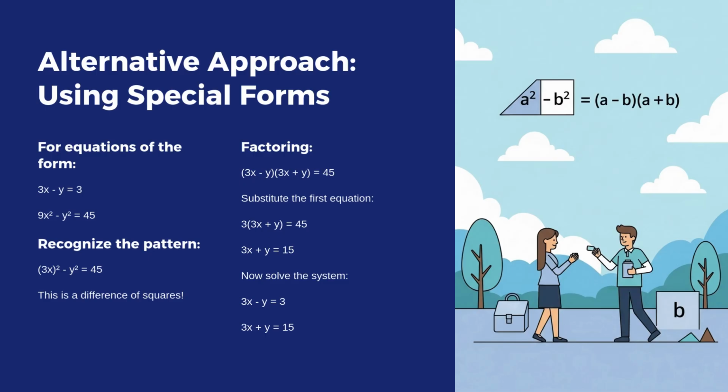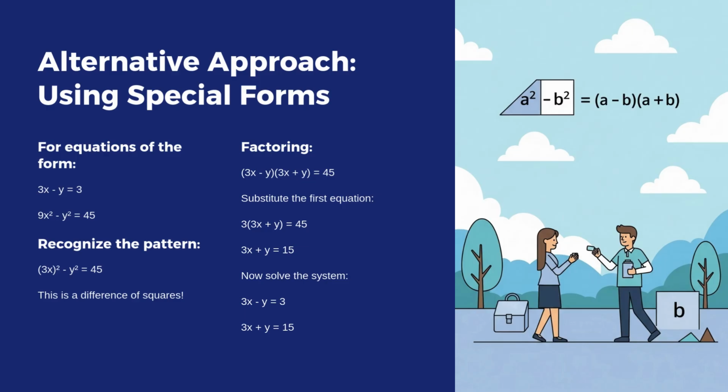This is obtained by rewriting 9x squared in terms of 3x squared. This is a difference of 2 squares. This follows from the standard identity a squared minus b squared equals (a minus b)(a plus b). Factor the difference of squares, (3x minus y) multiplied by (3x plus y) equals 45. This is derived by applying the difference of squares factorization.